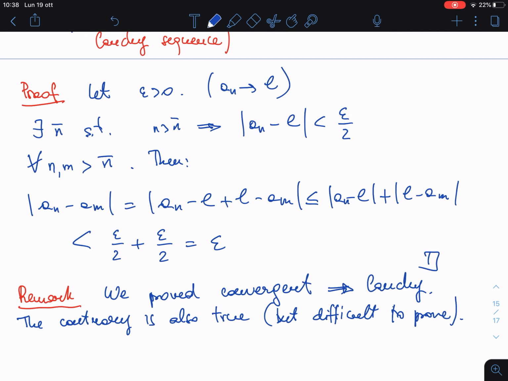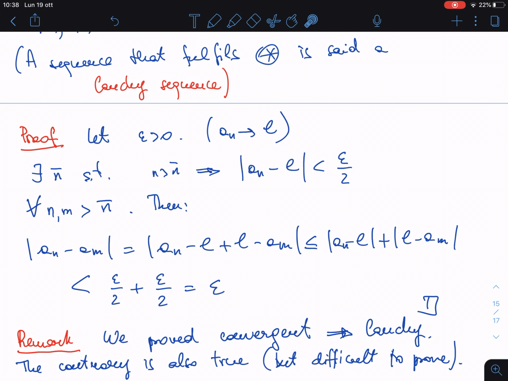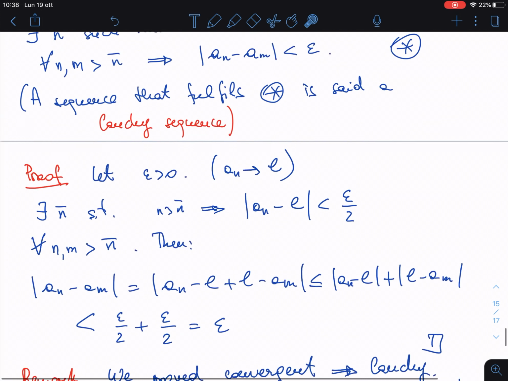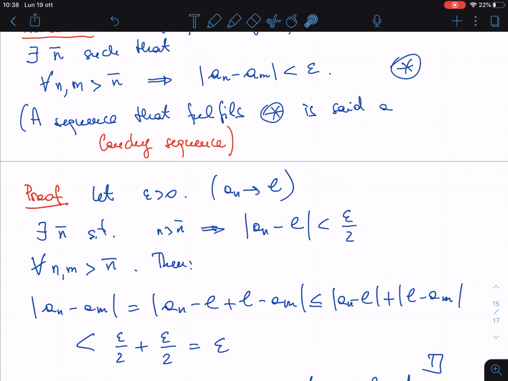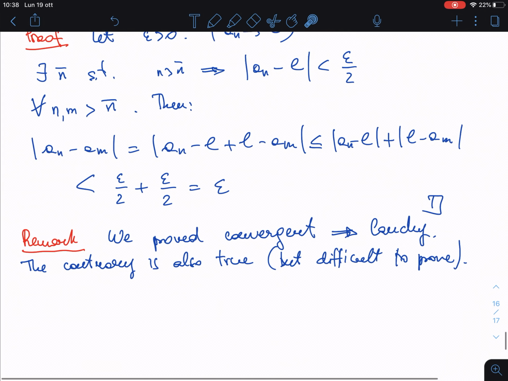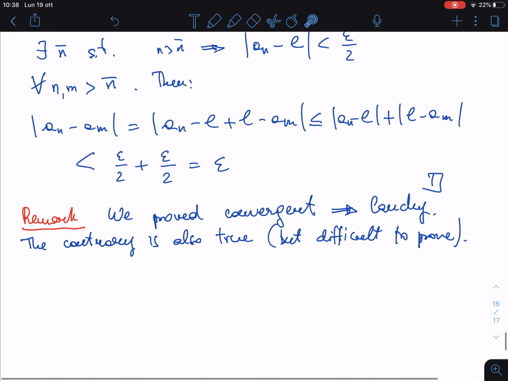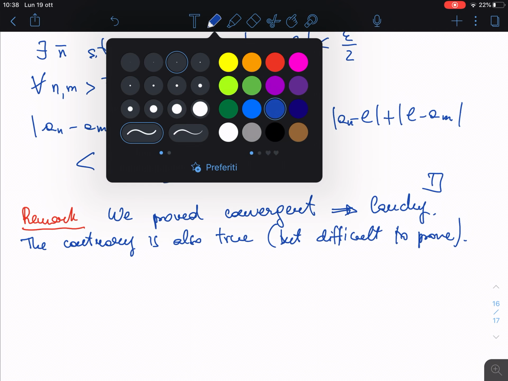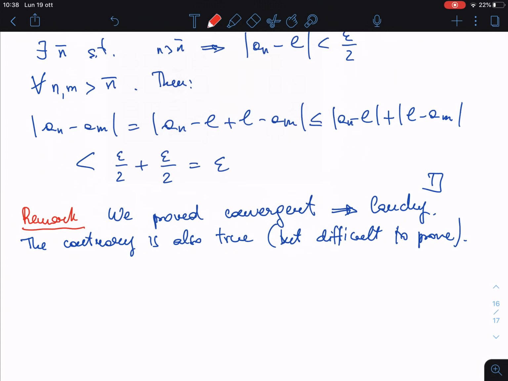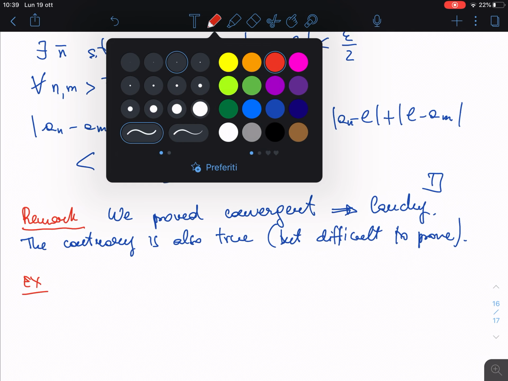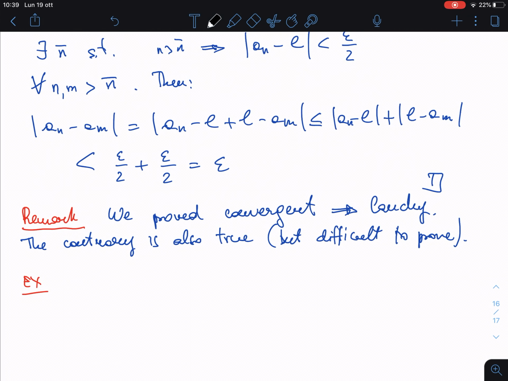Basically, the statement is that convergent is equivalent to Cauchy. Convergent implies Cauchy, Cauchy implies convergent. But we will use this Cauchy characterization in order to prove that something is not convergent. For instance, as an exercise, prove that a_n equal to n is not convergent.